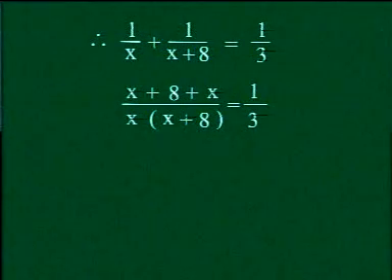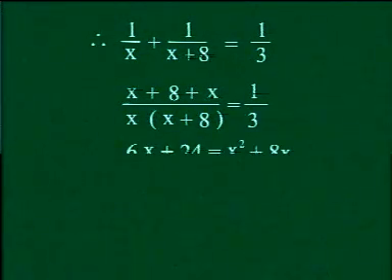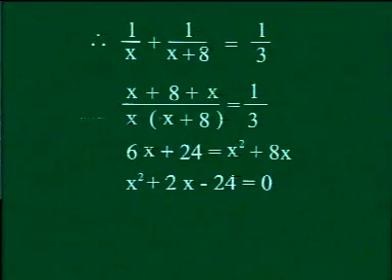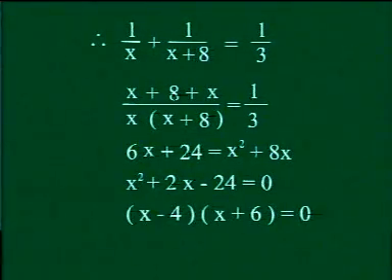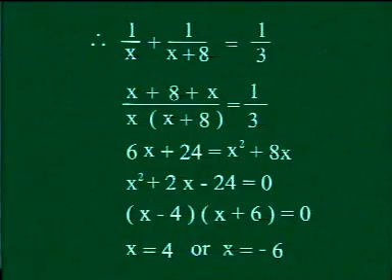Or X plus 8 plus X over X bracket X plus 8 is equal to 1 over 3. Or 6X plus 24 is equal to X square plus 8X. Or X square plus 2X minus 24 equals 0. Or X minus 4 into X plus 6 is equal to 0. So we get X equals 4 or minus 6.